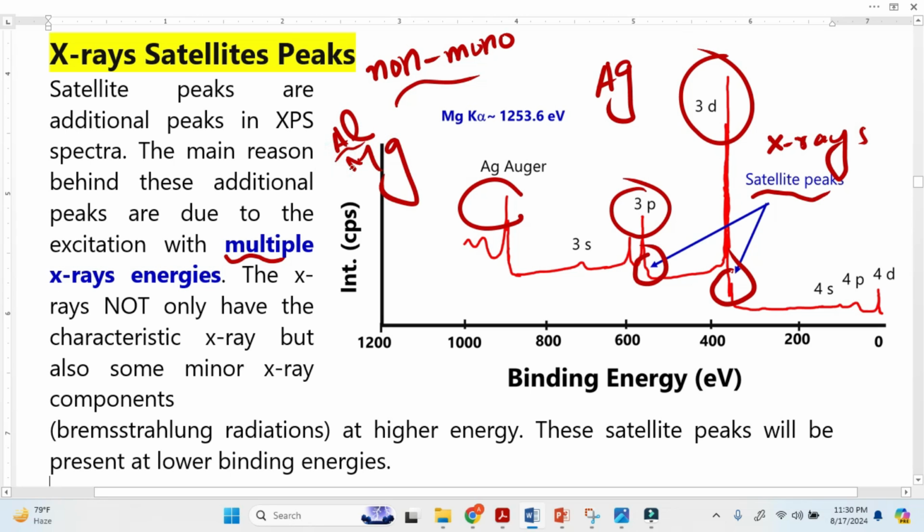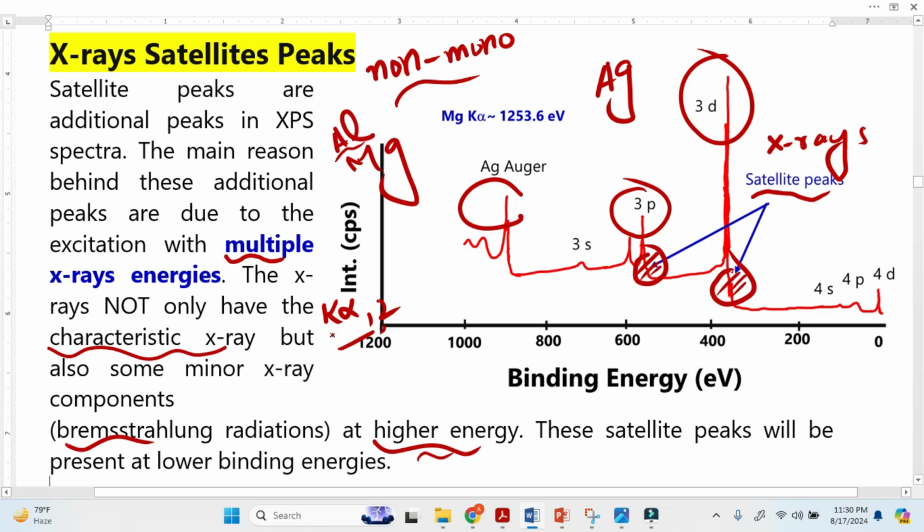So these sources not only produce the characteristic X-rays, which are the Kα 1 and 2 lines, but they also produce other types of radiation, such as bremsstrahlung radiation, at higher energy. These other radiations are at higher energies, so these satellite peaks appear at lower binding energy. As we explained, these additional satellite peaks appear when we use multiple X-ray energies.